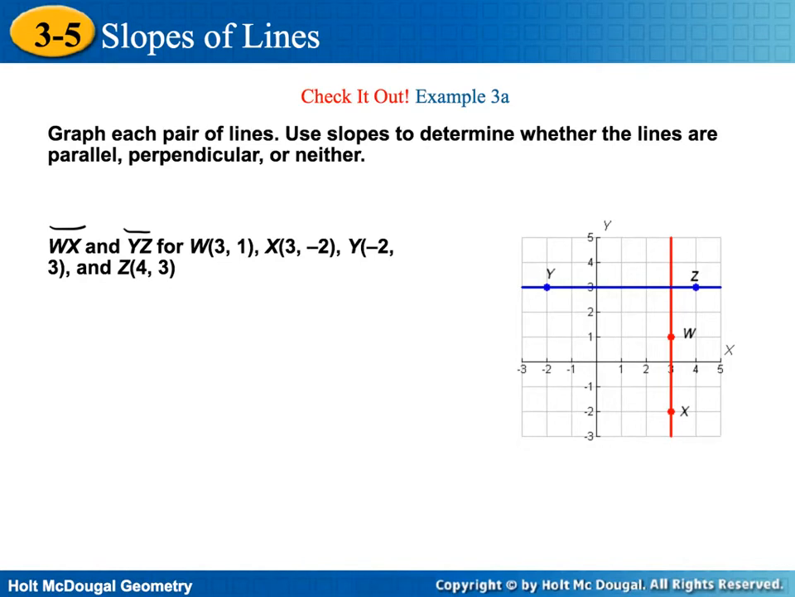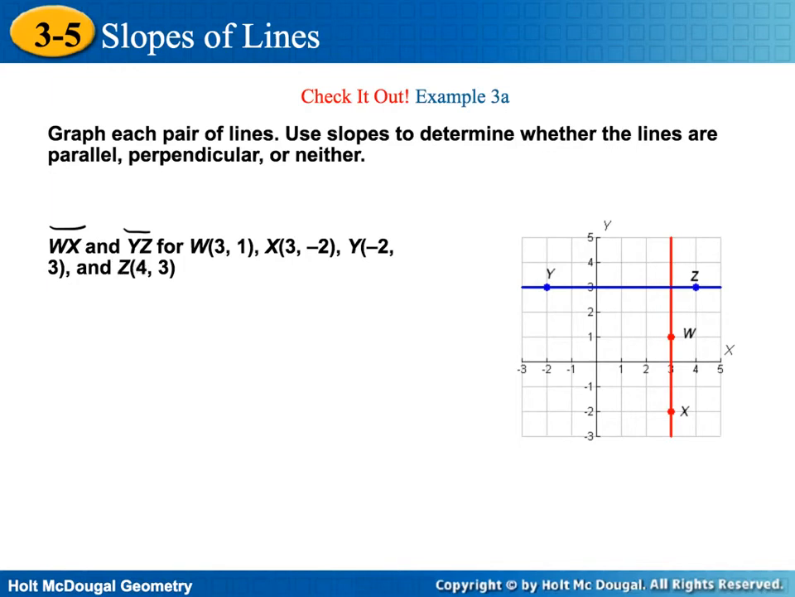All right, example 3, we just got 3A, I guess. 3 last examples real quick. Graph each pair of lines, use slopes to determine whether the lines are parallel, perpendicular, or neither. All right, so again, I've already got the graph on here. You need to graph these lines based on the points. Graph 3, 1, and 3, -2, because WX is 3, 1 and 3, -2, that's where you draw your line. Then -2, 3, and 4, 3. Plot these points, YZ, draw the line.